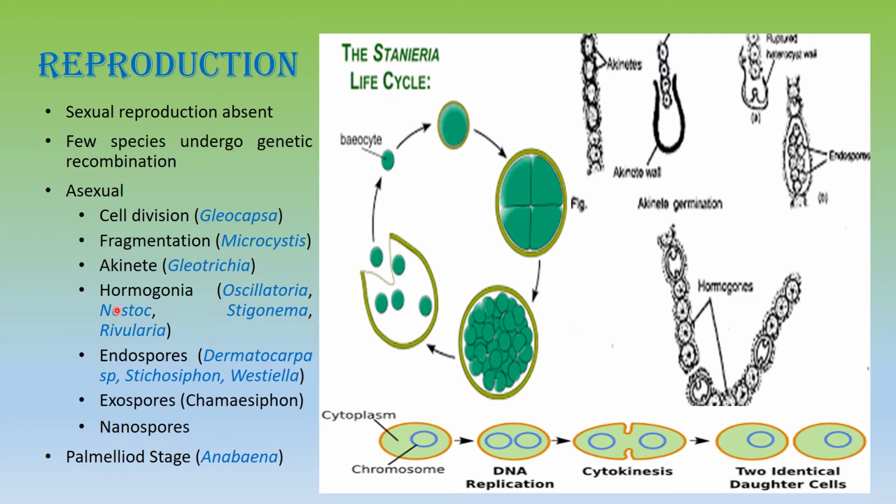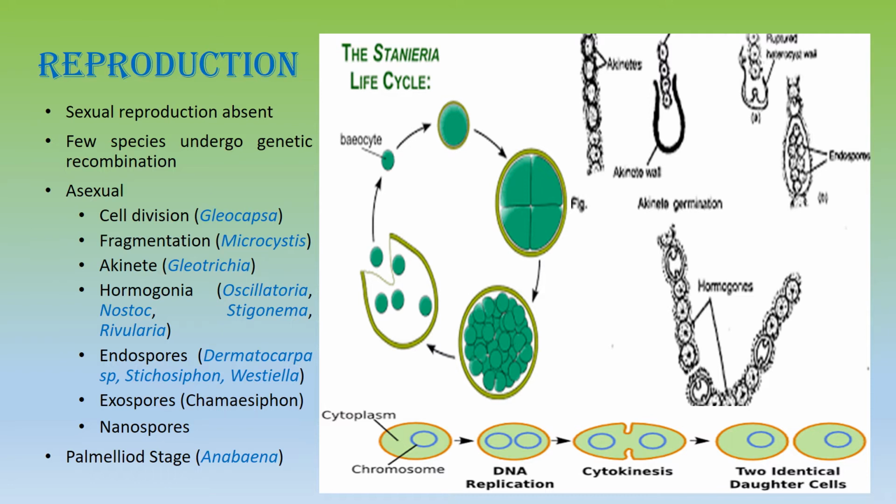So this Hormogonia can be found in Oscillatoria, Nostoc, Stigonema, and others. And then is the endospore. This is the example of endospore, where inside the cell it divides continuously into a number of cells, and all the cells are formed inside the cell wall of the single cell. These are the endospores.